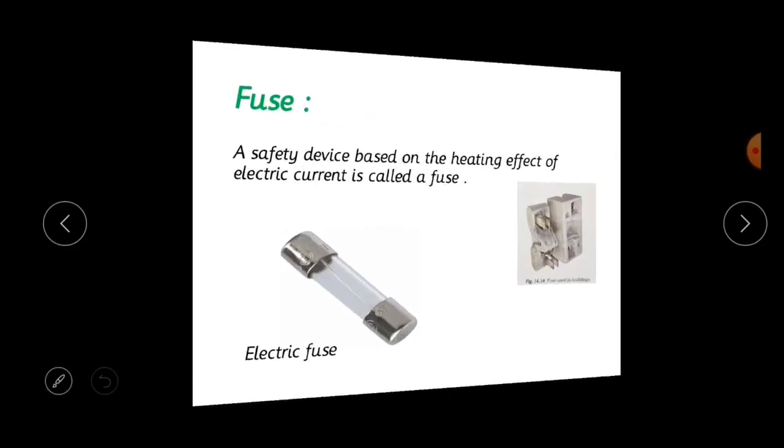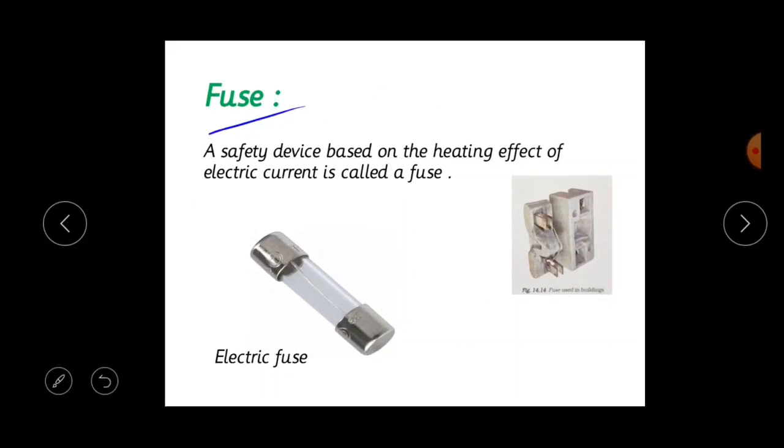Okay, our next topic is the fuse. What is this fuse? A safety device based on the heating effect of electric current is called a fuse. So if a large electric current flows through the circuit, after a certain time, what will happen? The heat generated from the electric current becomes so high that it can melt the conducting wire, yes or no, and damage the parts due to overheating. So to prevent this, a safety device is used, that is called an electric fuse.